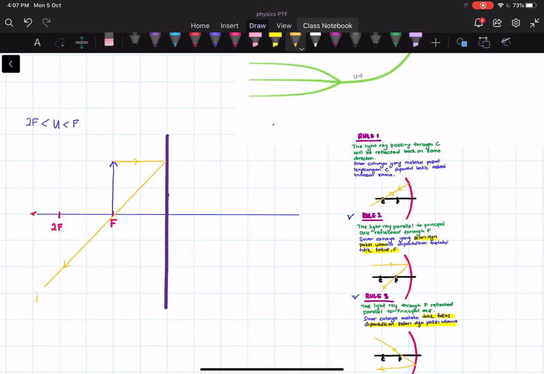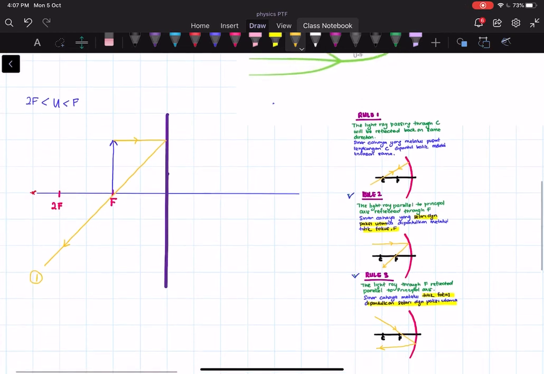Now, the second ray diagram. If I'm going to use rule number 3, rule number 3 says light ray, ya, sinar cahaya yang melalui titik fokus F. Tapi nampak kat sini ya kelas, titik fokus F kat bawah. Okay, titik fokus F kat sini, and that's your object. So can the object now pass through the focal point? It wouldn't be able to pass through, yeah?